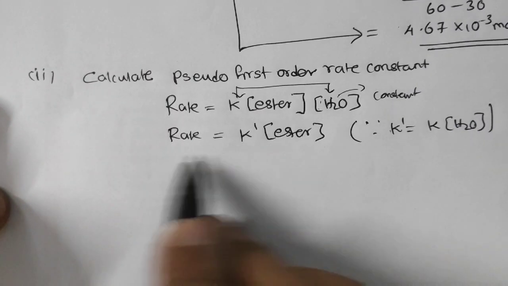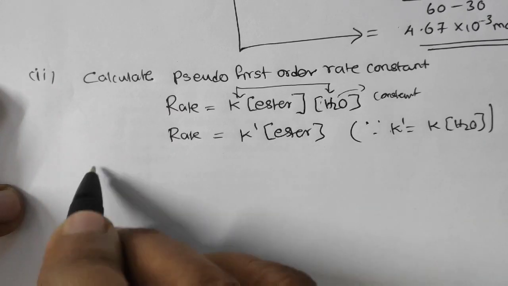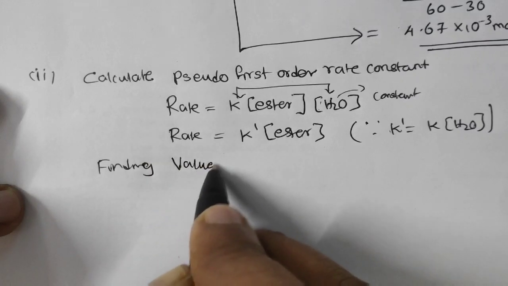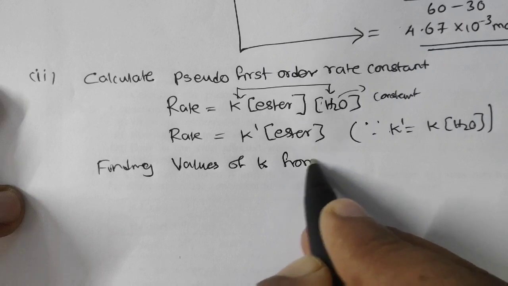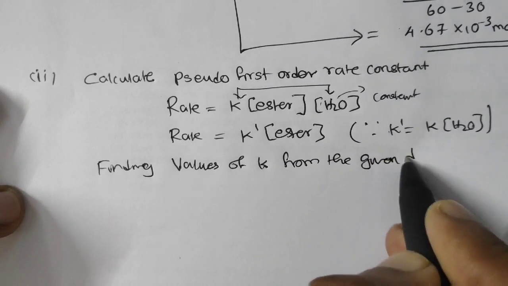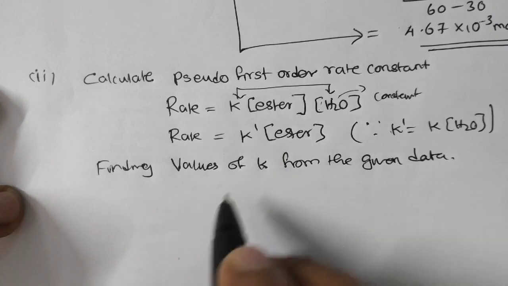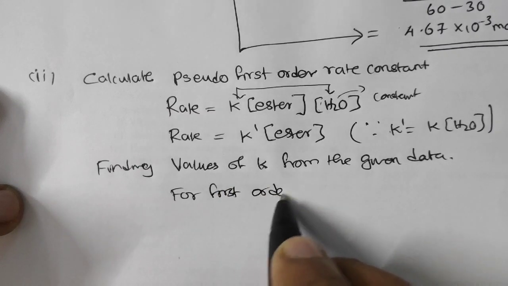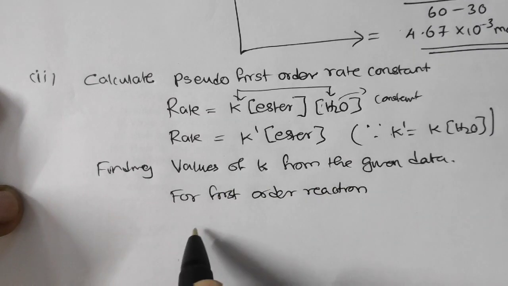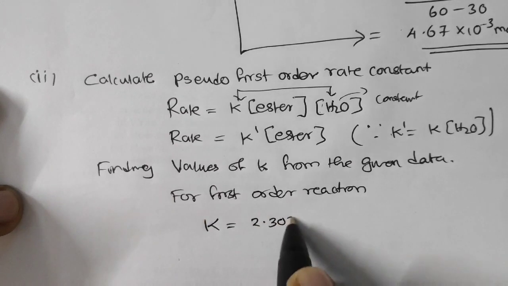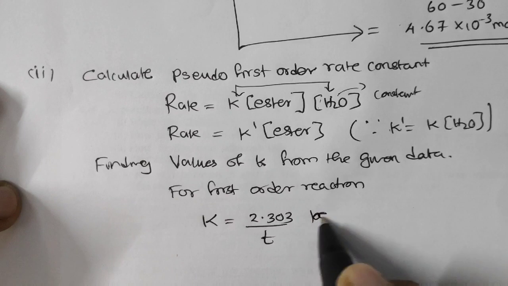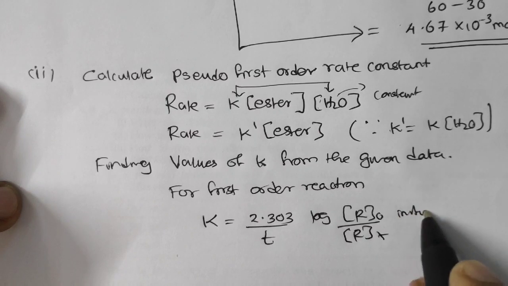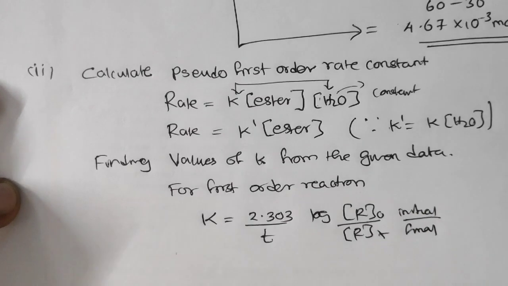Okay, like this you can write it down. So now, finding values of K from the given data. We know that for a first order reaction, rate constant K is equal to 2.303 by t log R0 by Rt, that is initial upon final value.